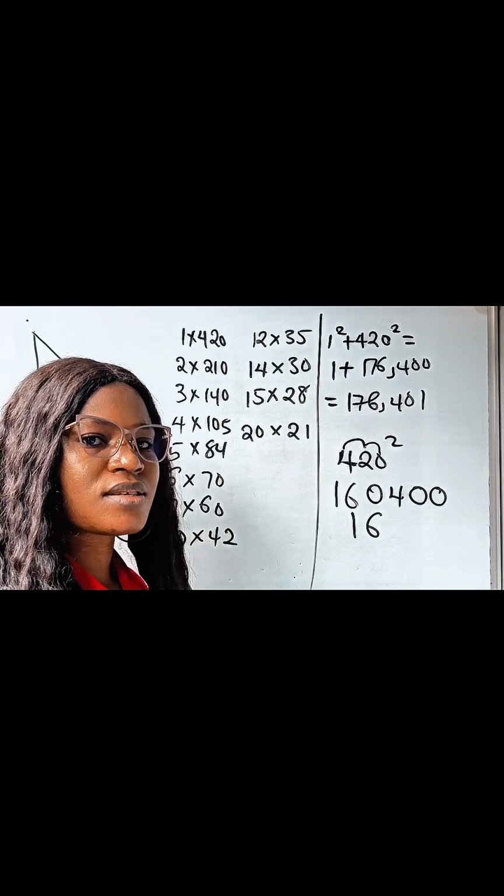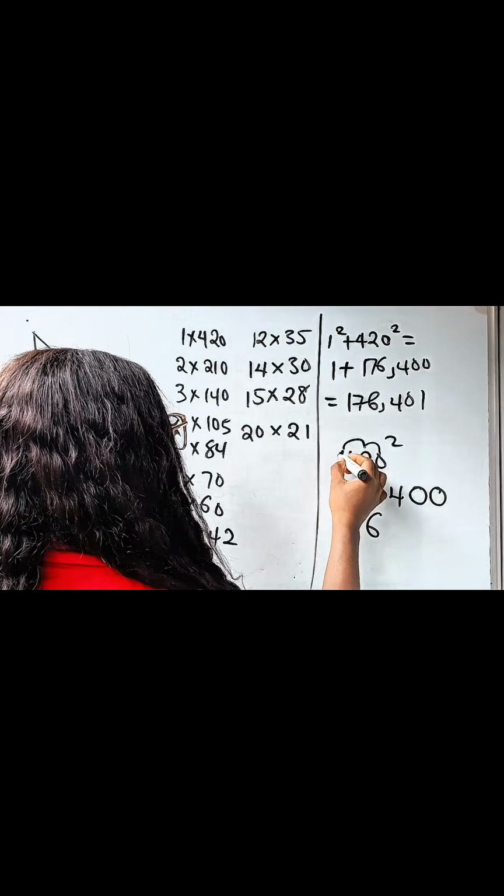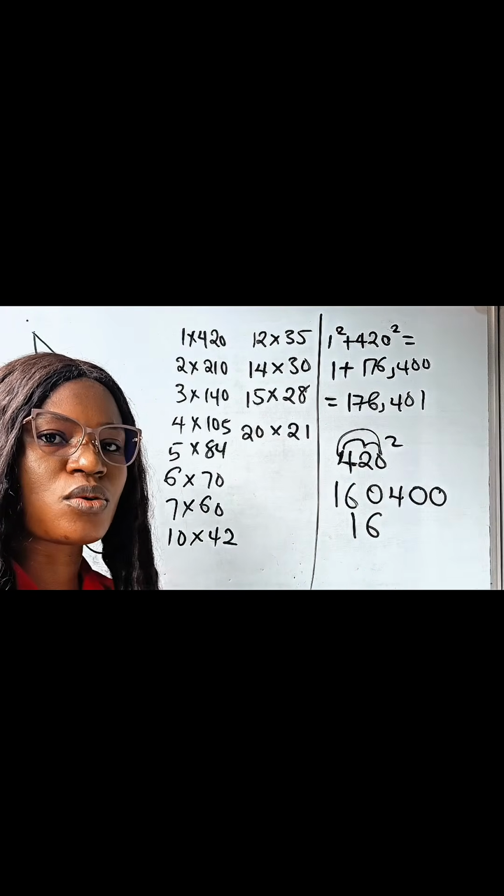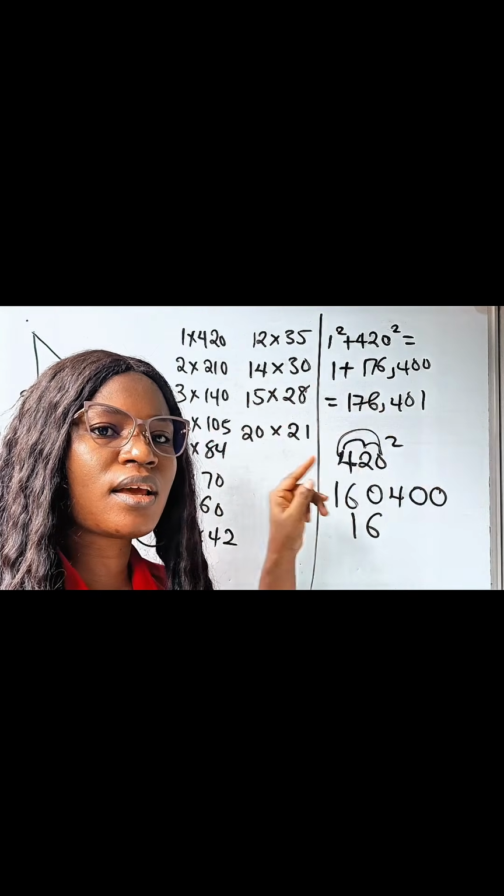Now 2 times 0 is 0. If you double that, you are going to get 0. 4 times 0 is 0. If you double that, you're going to get 0.